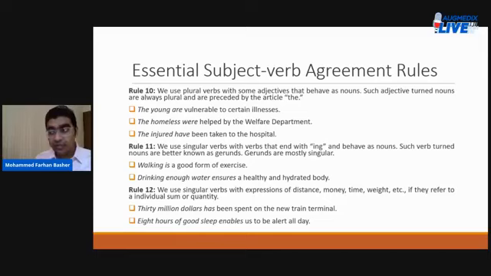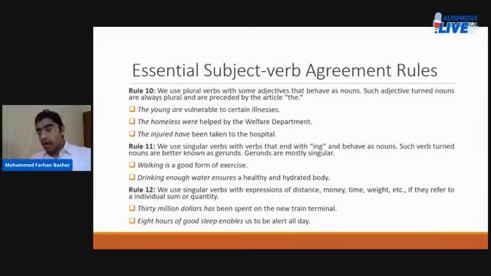Or 8 hours of good sleep enables us to be alert all day. Or say, for example, 5 kilometers is a long way to travel. 5 kilometers is a long way to walk, right? 5 kilometers is and not are.